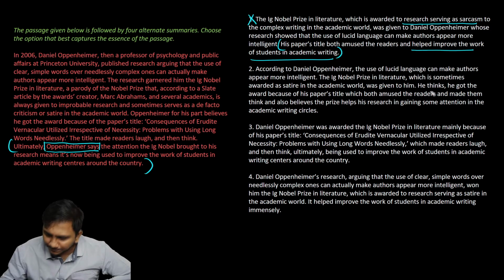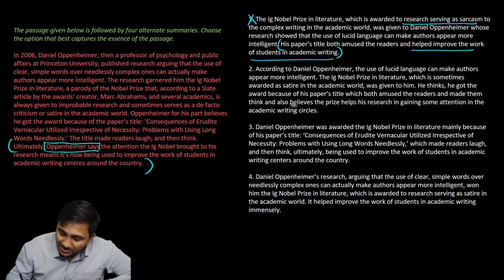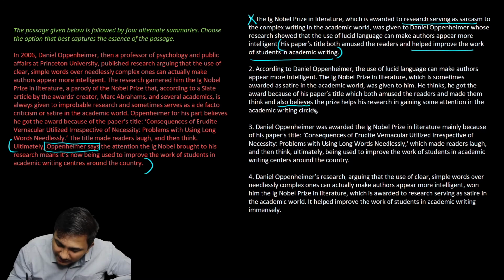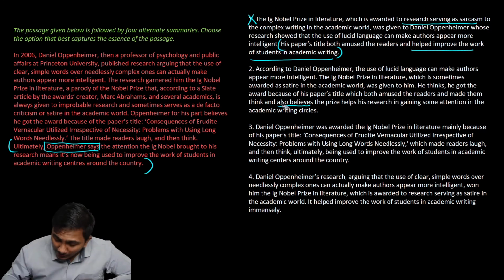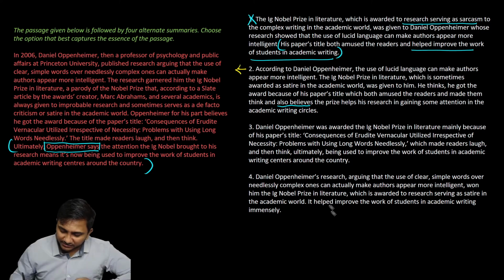He thinks he got the award because of his paper's title, which both amused the readers and made them think, and also believes, well, look at this, also believes, so it tells us his opinion. This option speaks out as his opinion. Also believes that the prize helps his research in gaining some attention in the academic writing circles. This looks fine to me. This looks consistent. Let's look at the next one.